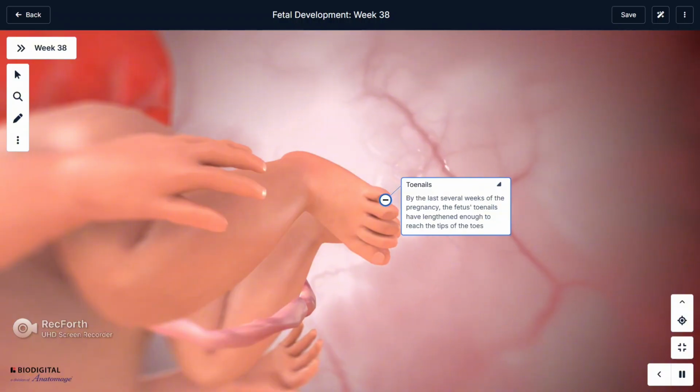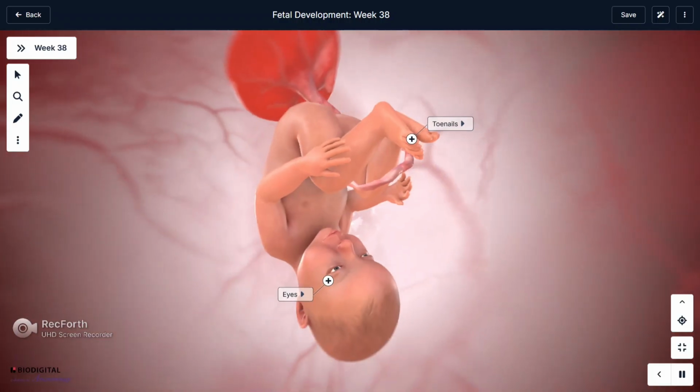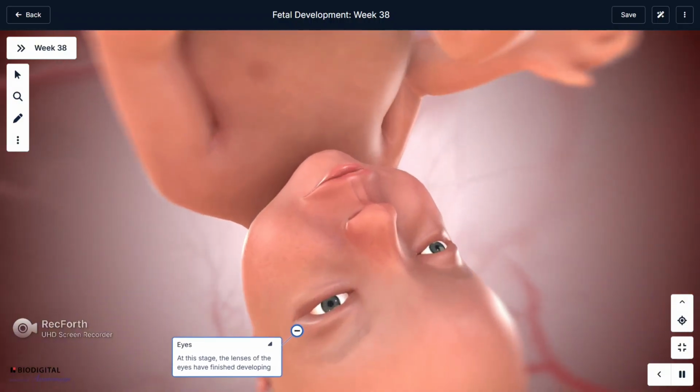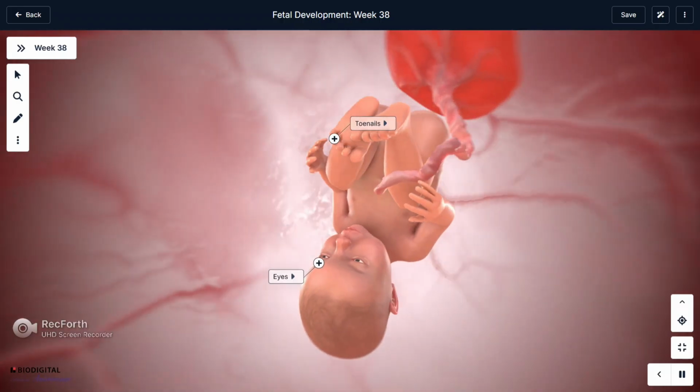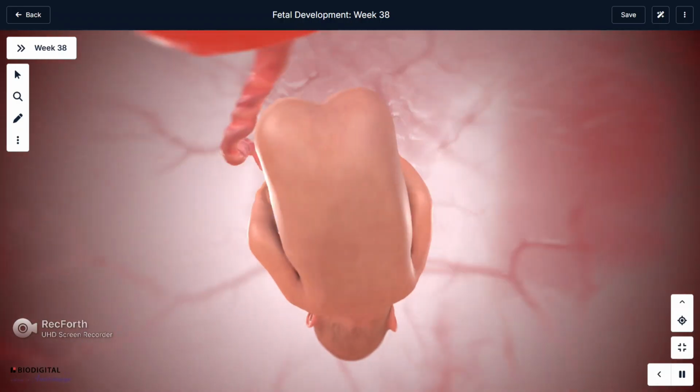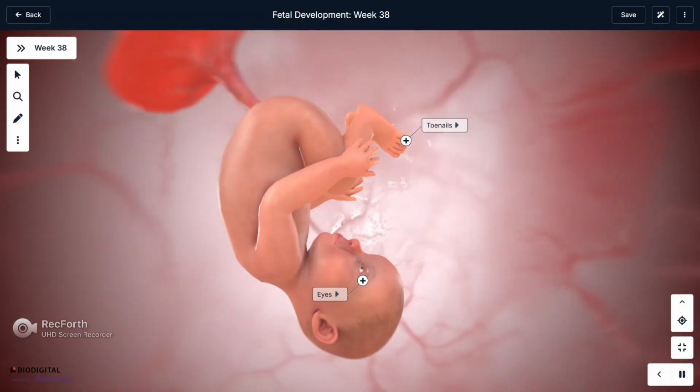And by week 38, in the last several weeks of the pregnancy, the fetus's toenails have lengthened enough to reach the tips of the toes. At this stage, the lenses of the eyes have finished developing. And this is now how the fetus would look at week 38.